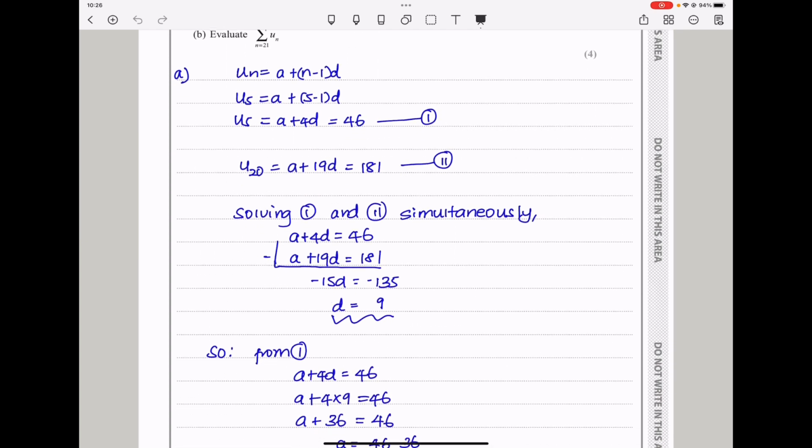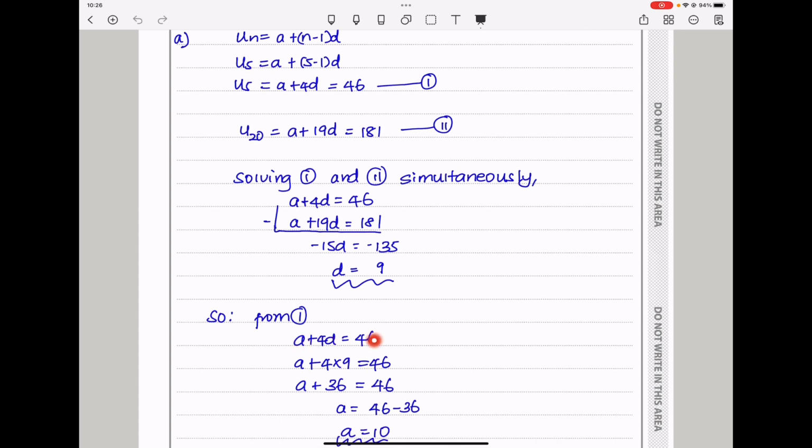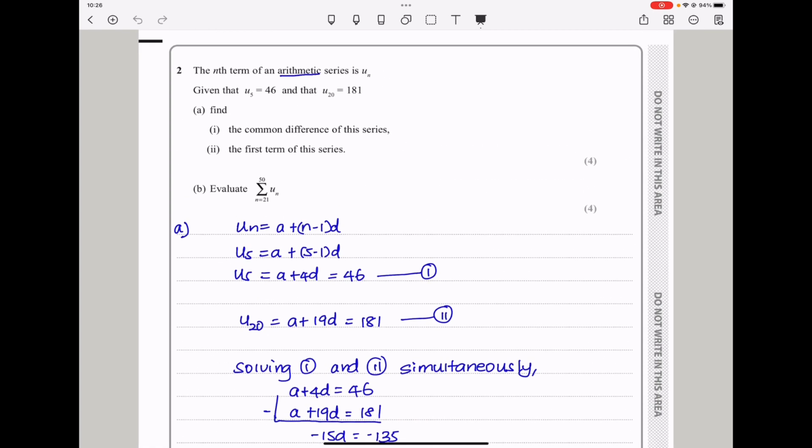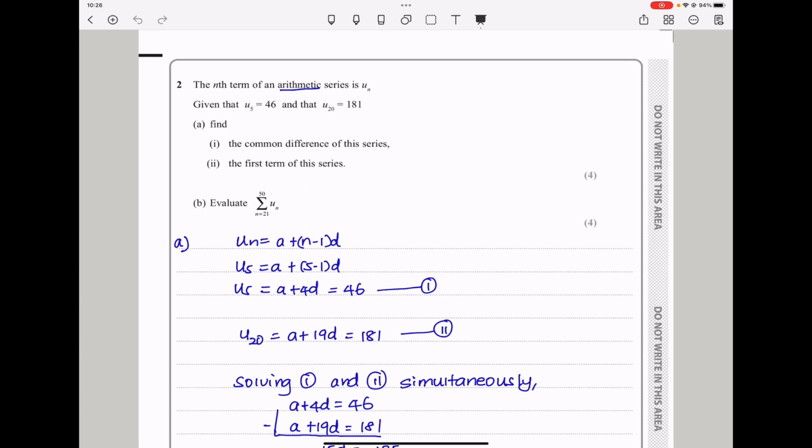The first term is a, so I substituted into this equation here. a + 4 × 9 = 46. And when I simplified, my a was equal to 10. So the first term is 10, and the common difference is 9. So when we see the next question, they say b, evaluate the sum from the term n = 21 to n = 50 of this arithmetic series.